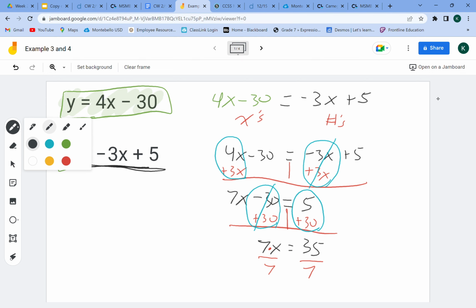Okay? And the reason is because it creates a giant 1 here. So this is 7 divided by 7 is 1. So I have 1x is equal to, and then 35 divided by 7 is 5.